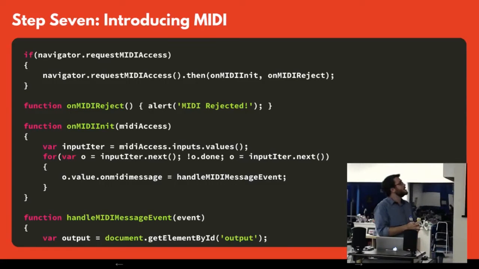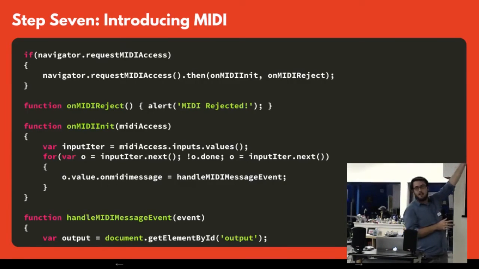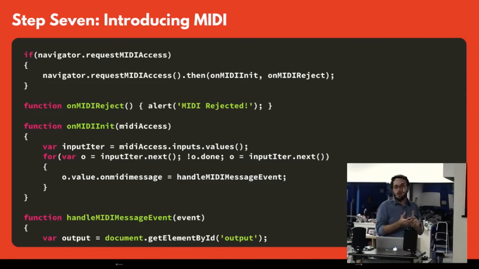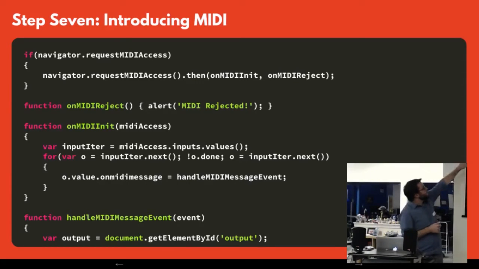So take a little bit of time on this slide. The way this works is you request MIDI access. You definitely want to check if request MIDI access exists, because more likely than not, this won't exist. It won't from Canary right now, except it can work in Chrome if you turn on the experimental web MIDI flag. So you have to go to About Flags and turn it on. Then, this is a promise. So you say request MIDI access, and then if I get it, call onMIDIInit. If I don't, call onMIDIReject.